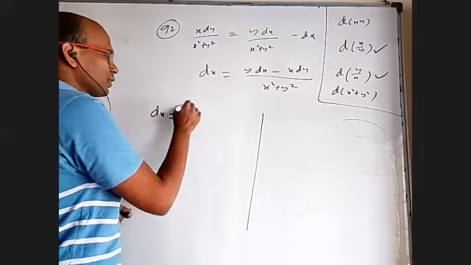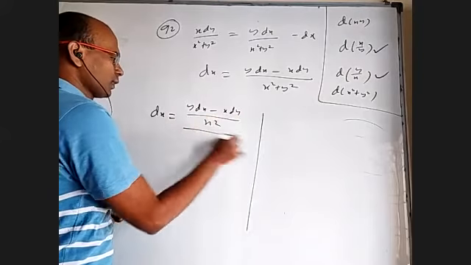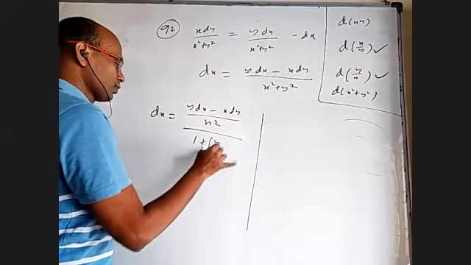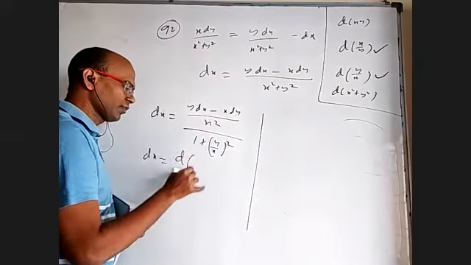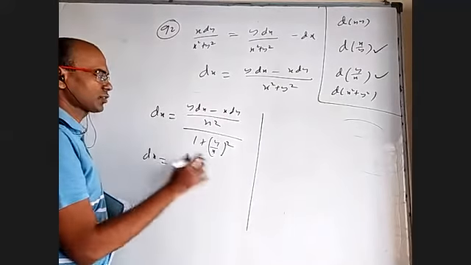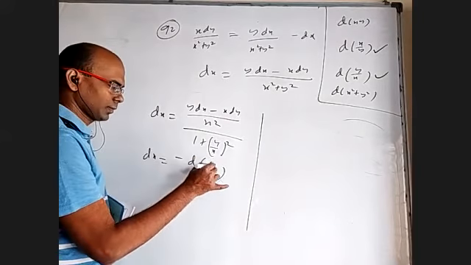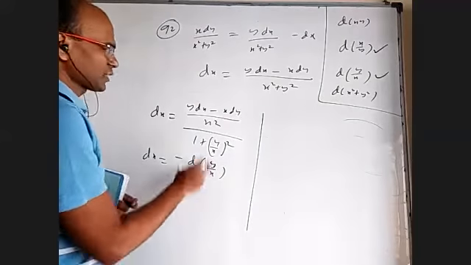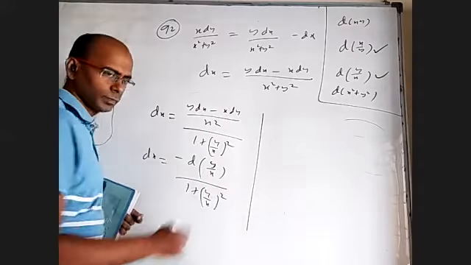If I divide by x square, I'll get (y dx minus x dy) by x square, by 1 plus y by x whole square. That is exactly d of x by y. But I want d of y by x, so I can take a minus common and write d of y by x, because for d of y by x I should have x dy first, by 1 plus y by x whole square.